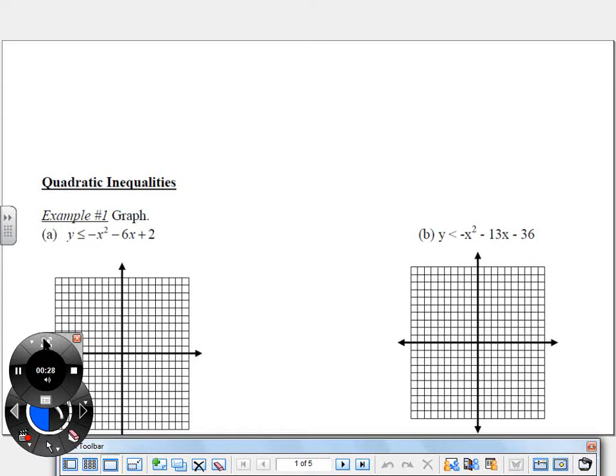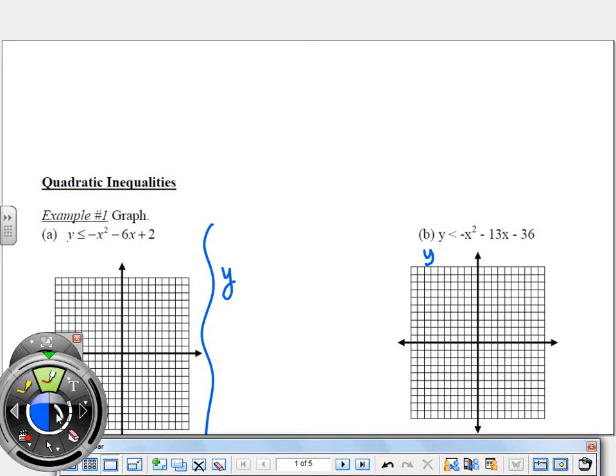So the first thing I want to do is graph this quadratic. Instead of as an equation, I want to graph it as an inequality, but graph it first on your calculator as an equation. So just go ahead and graph y equals negative x squared minus 13x minus 36. We're just starting with part B. I'm going to graph it by hand, but I just wanted you guys to see the values on the calculator.